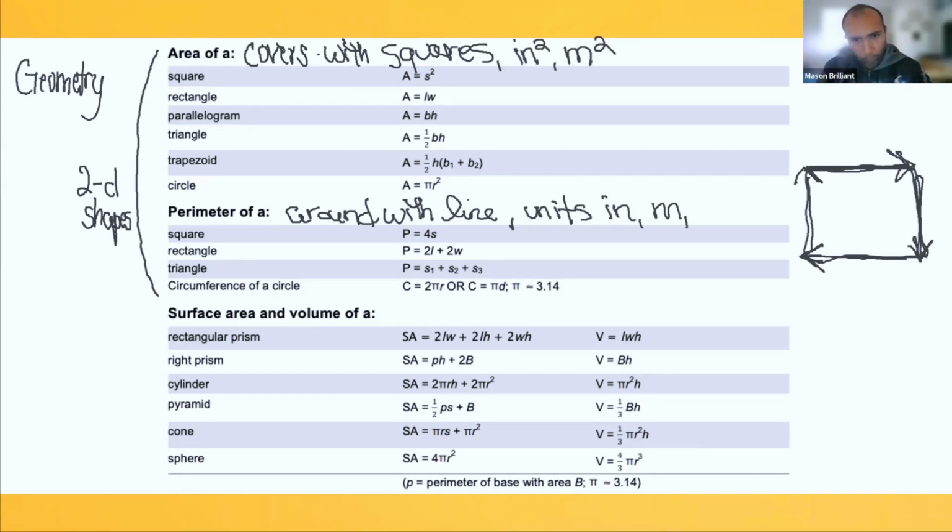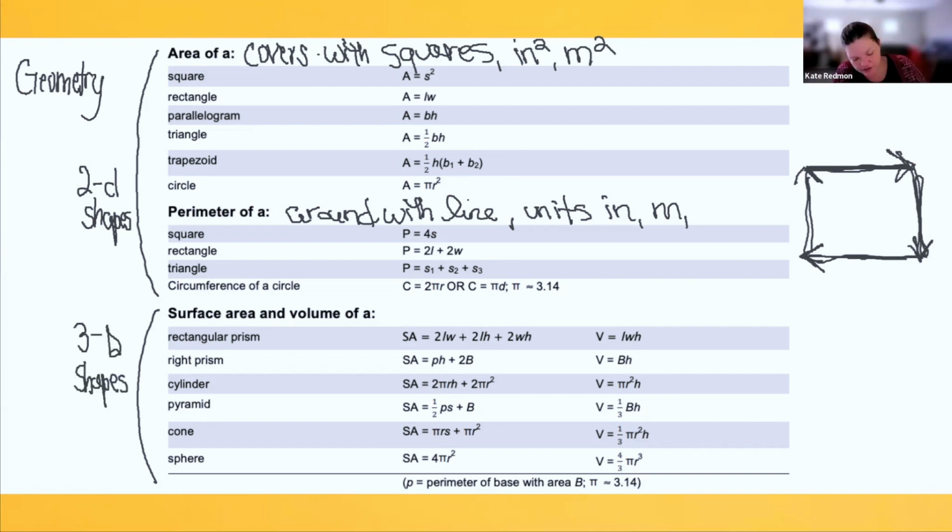Now, surface area and volume, on the other hand, are ways to measure 3D shapes. You're going to notice that you have 2 formulas on each one of the lines. Like, for example, rectangular prism, we see the SA formula and we see the V formula. Well, guys, we're talking surface area and volume. You know what SA stands for? Surface area. Again, area is always a covering.